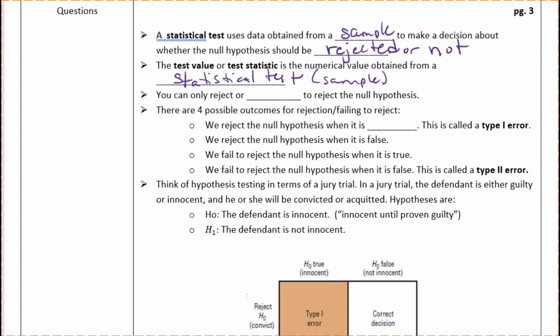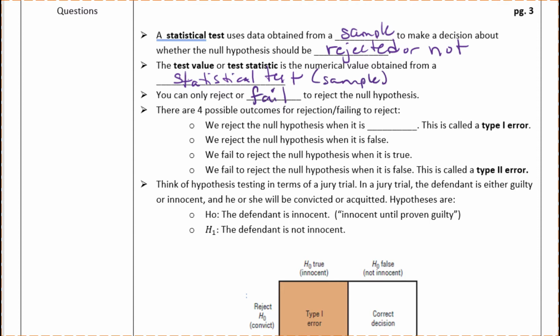You can only reject or fail to reject the null hypothesis. So we generally never say accept. The reason is that you can never really prove that the parameter is equal to the null hypothesis. You can only say whether you had enough evidence to reject it or you did not have enough evidence to reject it. So that's generally how it works when you're doing statistical testing.